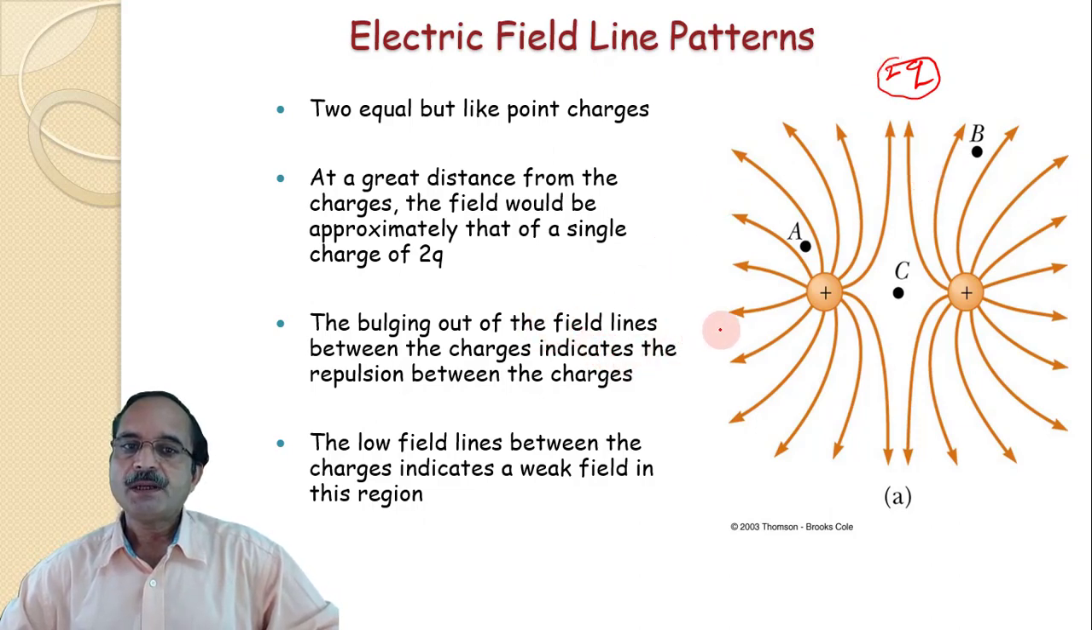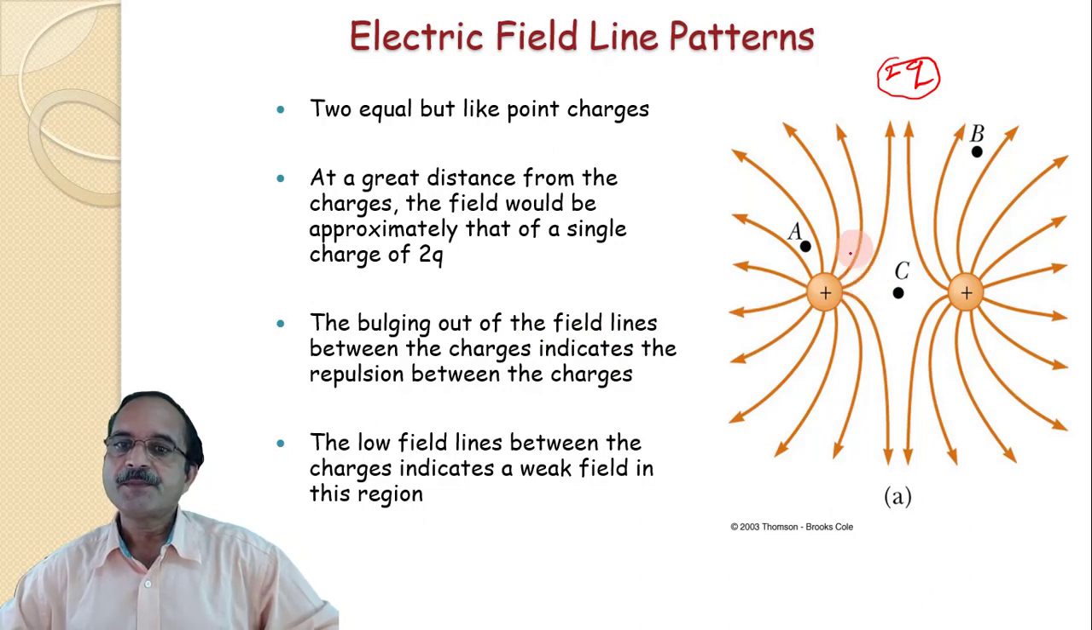The bulging of the field lines between the charges indicates repulsion. From a positive charge, the lines always go outward, but since these are two positive charges, in this region there will be repulsive force. So that's why the lines of force seem to be bulging here. So in this region there will be a weak field. So the low field lines between the charges indicate a weak field in that region.